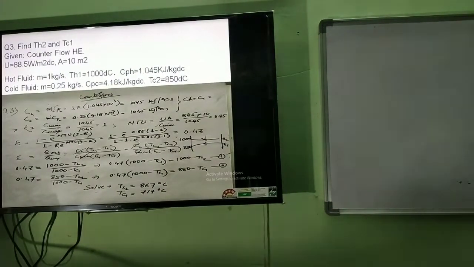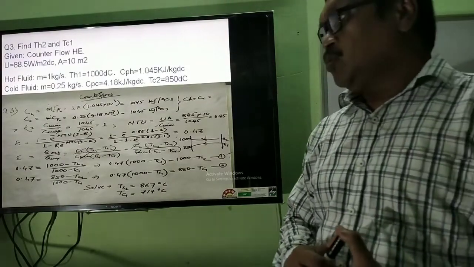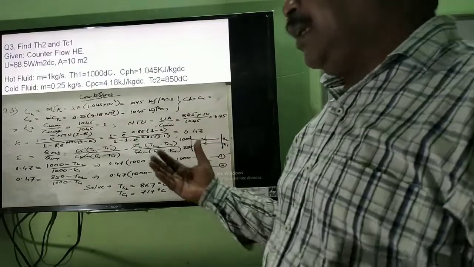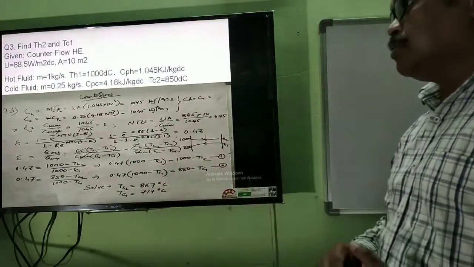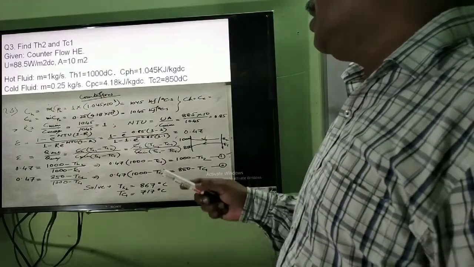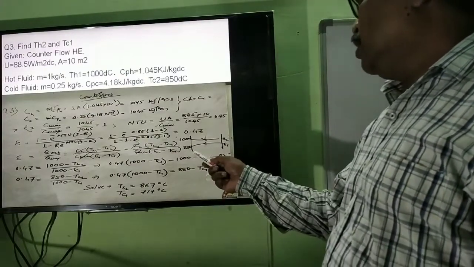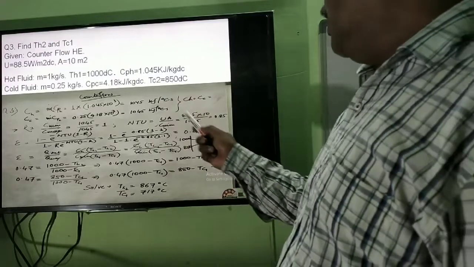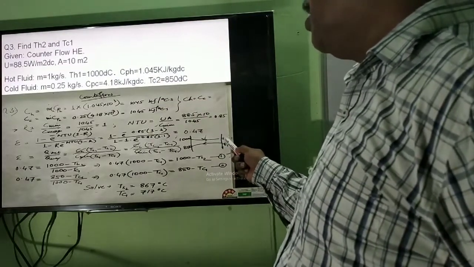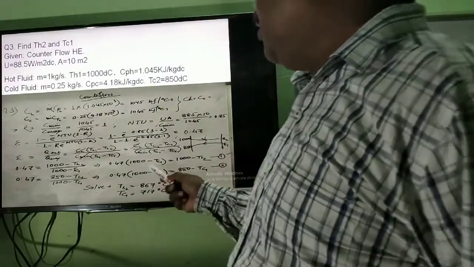Third type of question, this is a little bit difficult and calculative question, requiring much time. Generally 4 to 5 questions are there, integral questions. 1 or 2 odd questions can come from this pattern. Find TH2 and TC1, it is the counterflow heat exchanger, like this. Here the counterflow. Okay. They need THO, the exit temperature of hot fluid, and the entry temperature of cold fluid. How to calculate this?